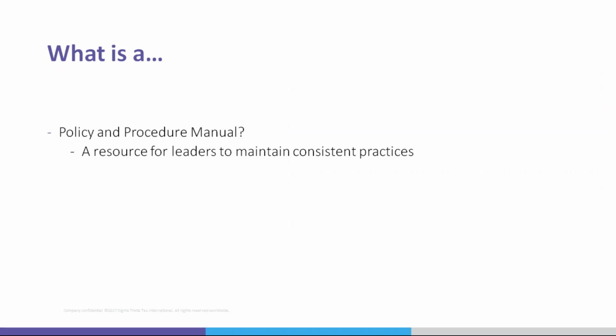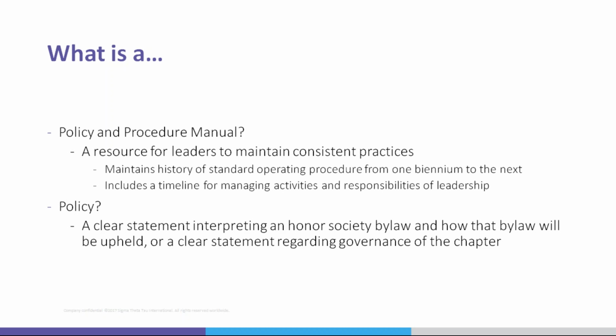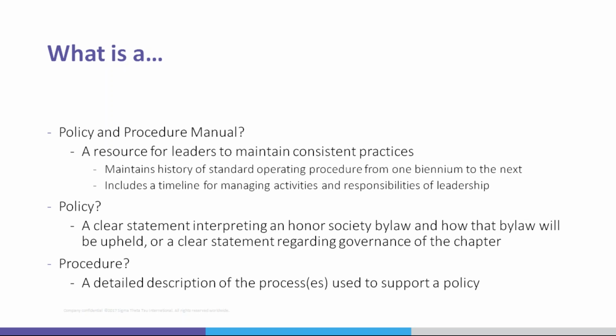A policy and procedure manual is a resource for leaders to maintain consistent practices. It maintains history of standard operating procedures from one biennium and one group of board members to the next. It also includes a timeline for managing activities and responsibilities of leadership. A policy is a clear statement interpreting an honor society bylaw and how that bylaw will be upheld. It could also be a clear statement regarding the governance of the chapter. A procedure is the detailed description of the processes used to support the policy.